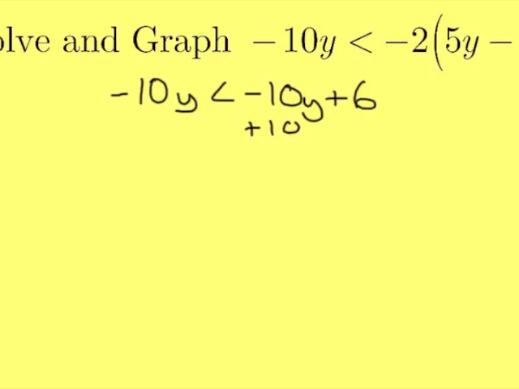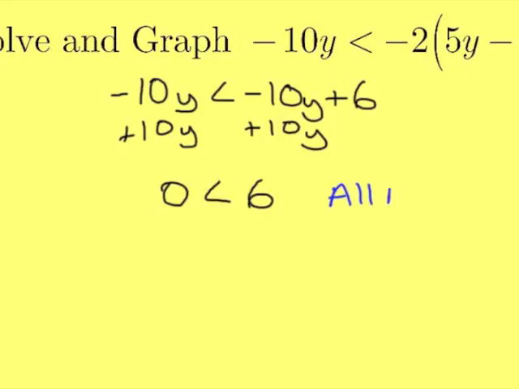Now add 10y to both sides, and we find that 0 is less than 6. Now we all know from elementary school that 0 is less than 6, so we can state that the solution to this is all real numbers. What this means is that I can put any value in for y, and I still get a valid inequality as an answer.